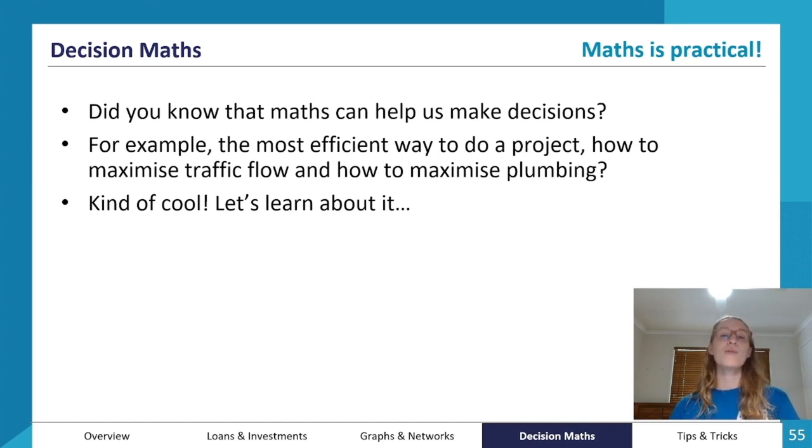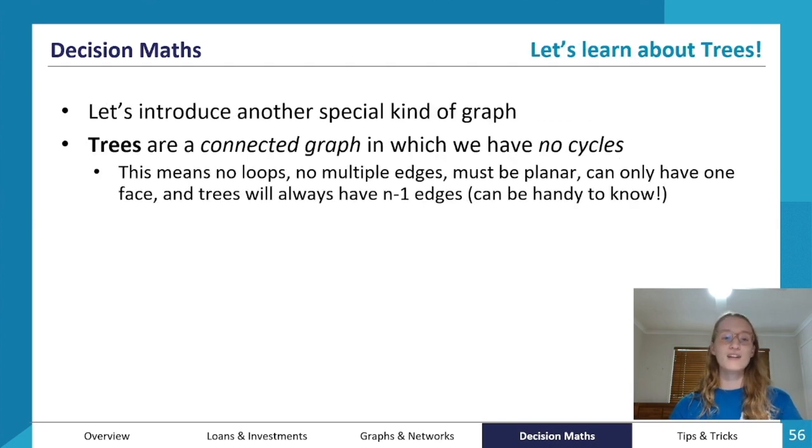So, for example, I talked a little bit earlier about the shortest weight or the shortest path, and how we wanted to find the most efficient route. So we're going to be exploring some more techniques and questions, and a few other things as well when we're talking about decision maths. So we could be talking about the most efficient way to do a project, maximizing traffic flow, finding the most efficient plumbing solution. There's all of these different things we can do. So we're going to have a look at it now.